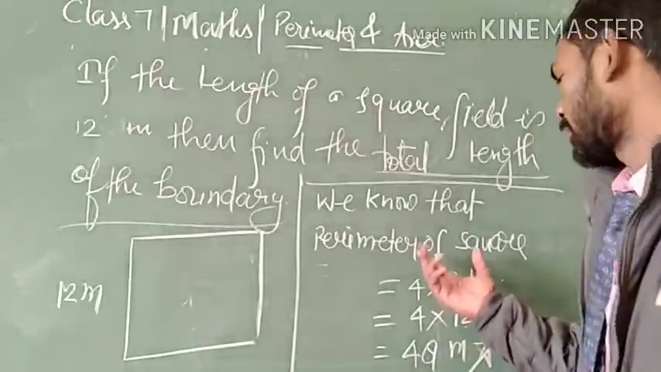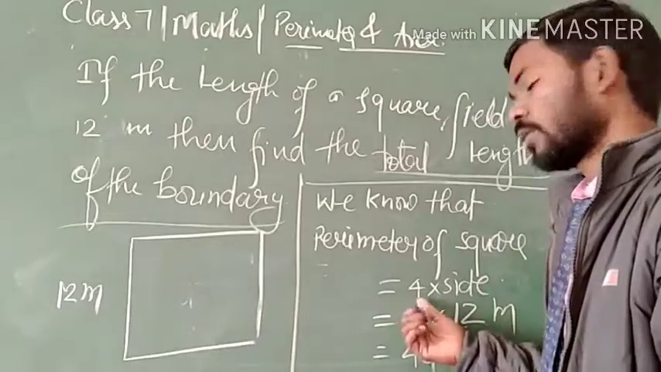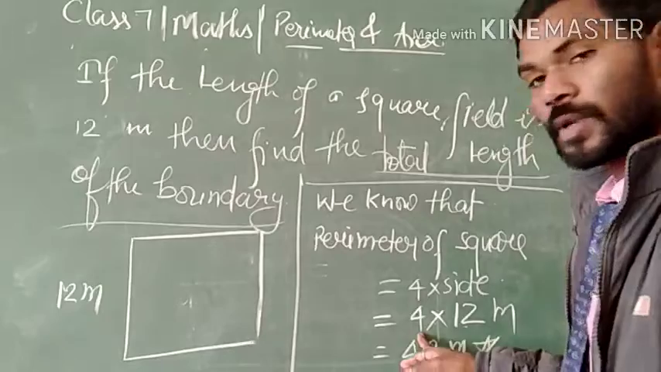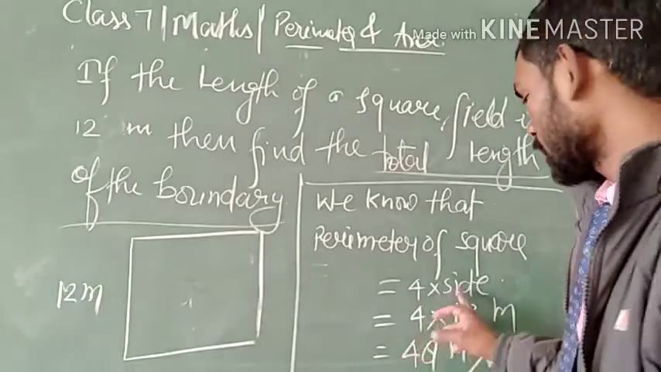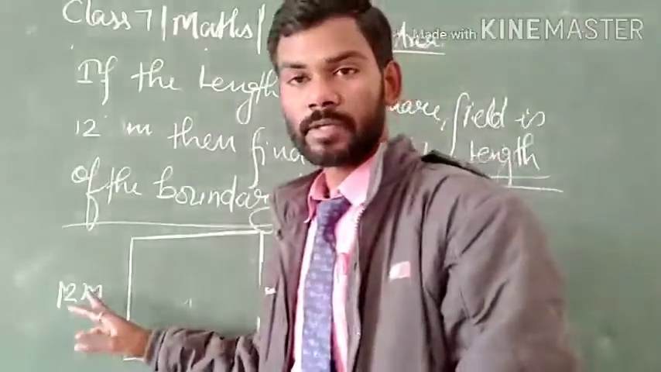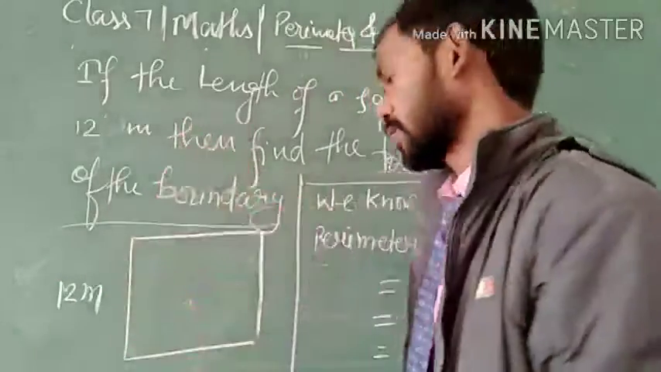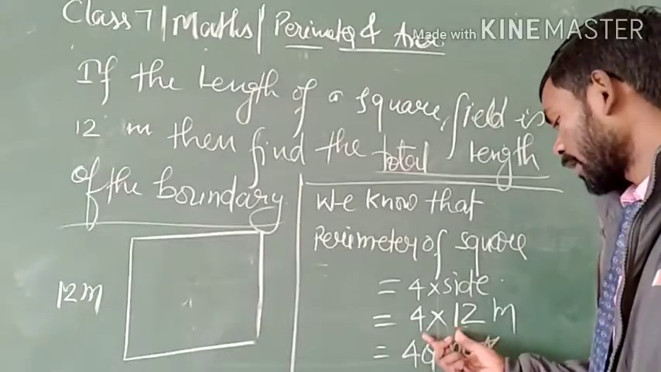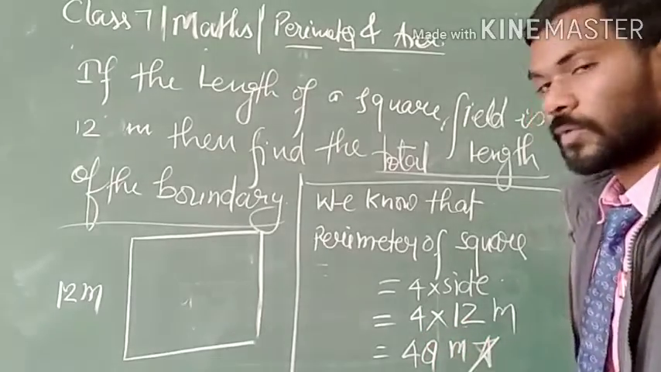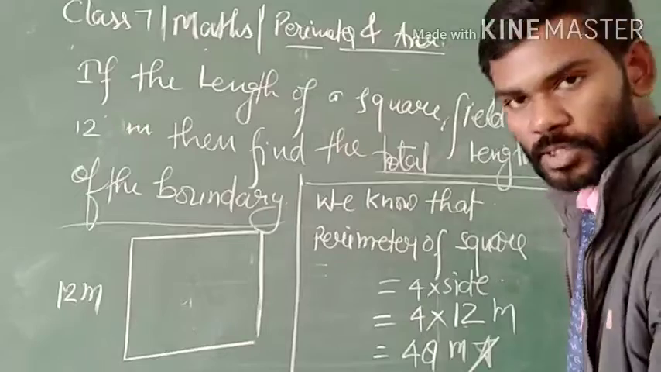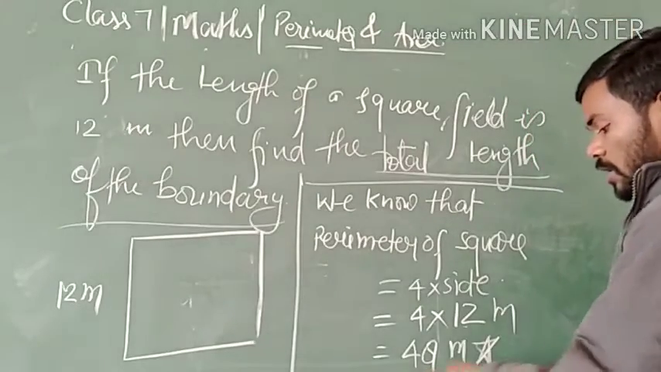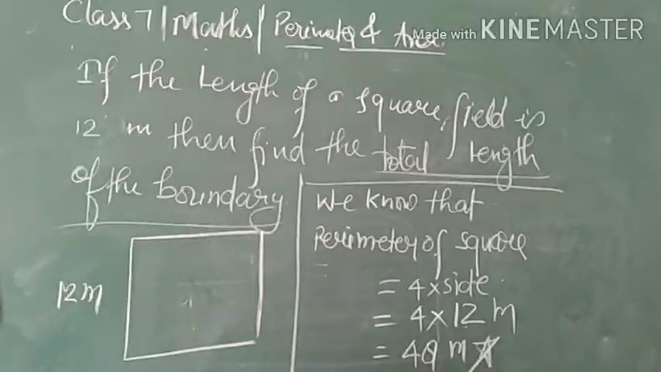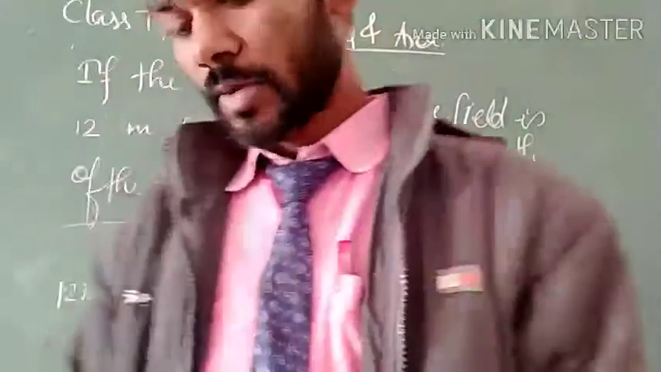We know that the perimeter of square is 4 into side. Therefore, 4 will remain as it is, and the side of the square is given, that is 12 meter. Therefore, we write here 12 meter. And whenever we find its product, we get 12 times 4 is 48, which is the required result of the given problem. Okay, students, so it is clear to everyone.